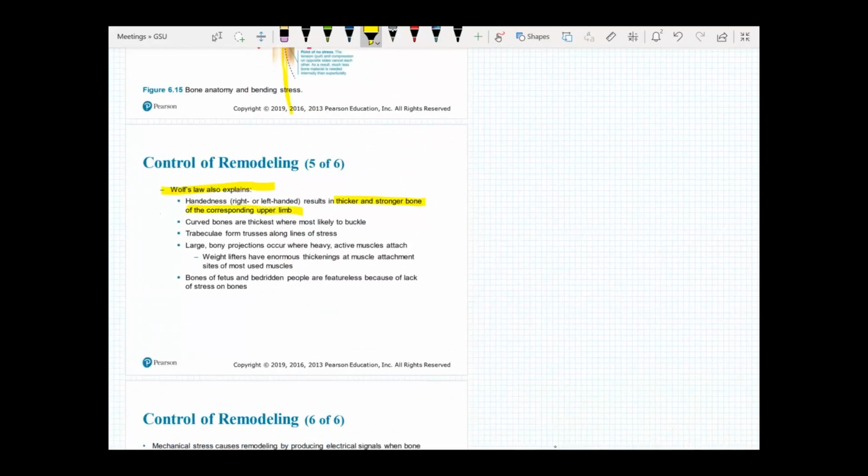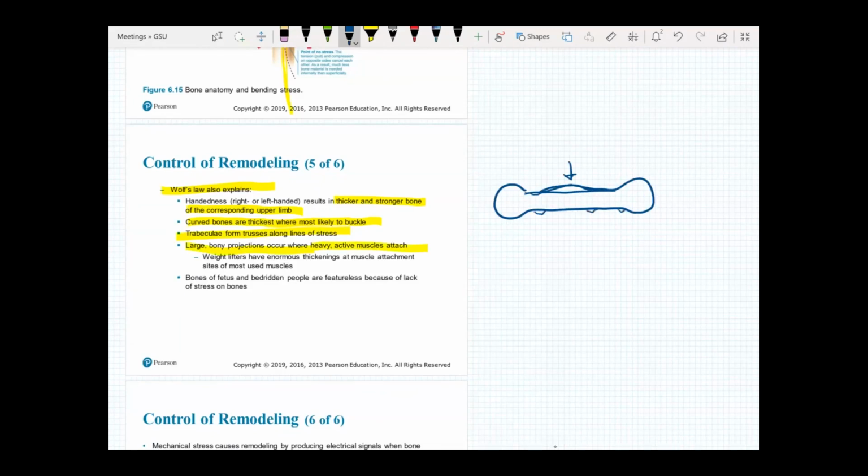Wherever you have bones that are likely to buckle, they will be thicker in that particular place. So if I have a bone that is likely to buckle right here, the bone will bump out and be slightly thicker in that space. You'll have trabeculae form along lines of stress. And whenever you have places where large, heavy muscles attach, you'll actually have little projections for them to anchor onto.